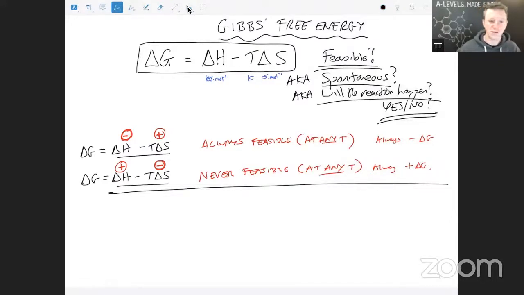So pressure is not going to affect anything in there. A catalyst has got nothing to do with it. It doesn't affect delta H, it doesn't affect entropy. So changing those things will not change that fact. Okay, so what are our other combinations? Let's think of combinations. So delta G equals delta H minus T delta S. What if both of them are positive?